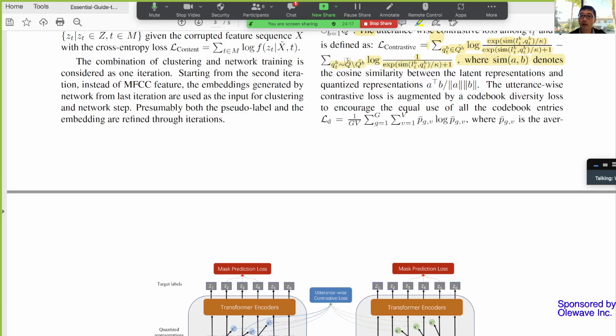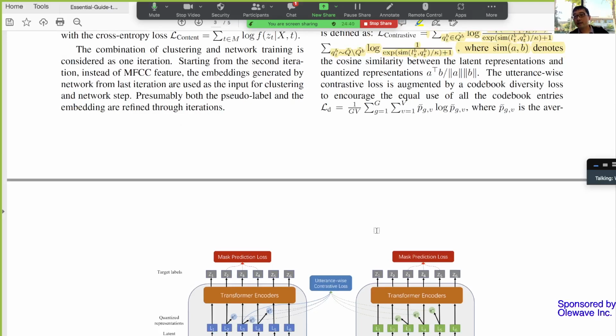This time, you can see my cursor here. For this second part of the equation, they also want to minimize this. So they want to maximize the distance between these two vectors. I hope you're with me, okay? The distance between these two vectors. So they want the Lt to be away from the Qt from other utterances. So why do you want this? I give you 10 seconds to think about this.